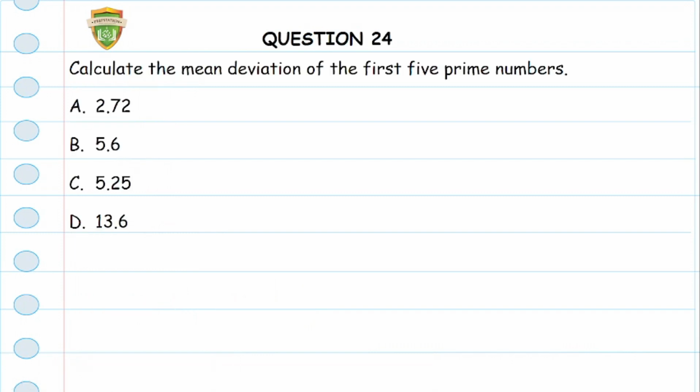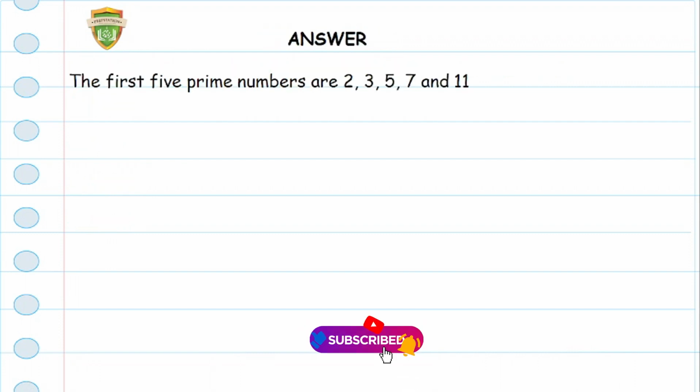Question 24 says we should calculate the mean deviation of the first 5 prime numbers. So the first thing we'll do is find the first five prime numbers. What are prime numbers? Prime numbers are simply numbers that can only be divided by 1 and themselves. So you see these are the first 5 prime numbers: 2, 3, 5, 7, and 11.